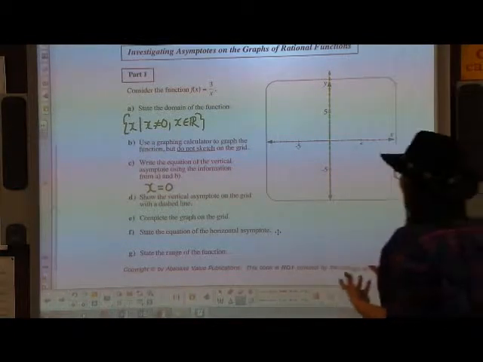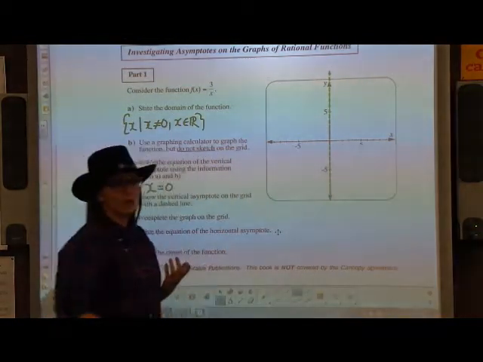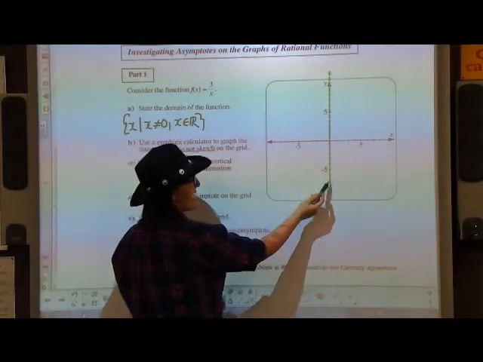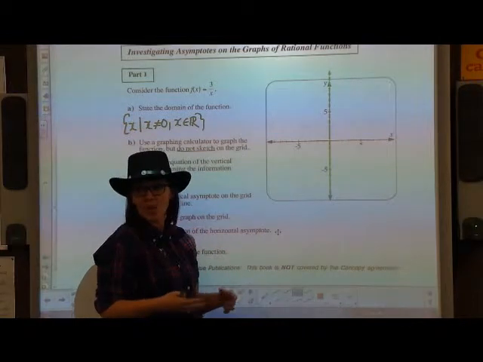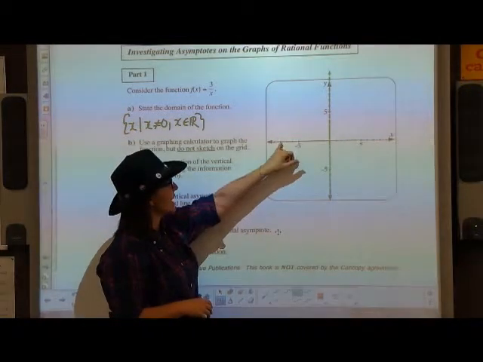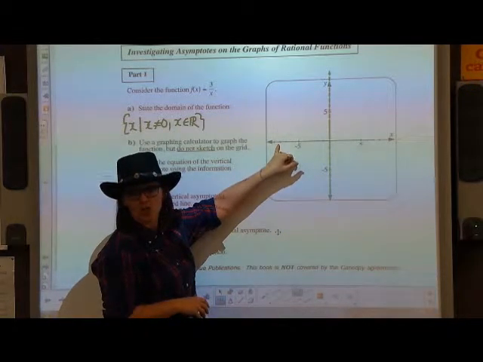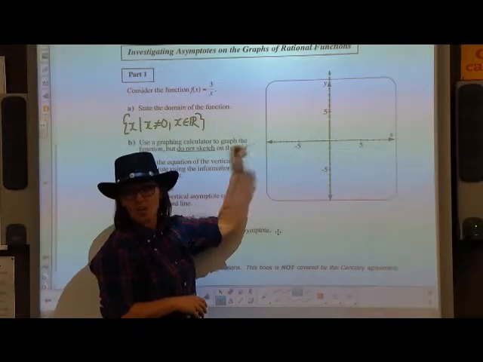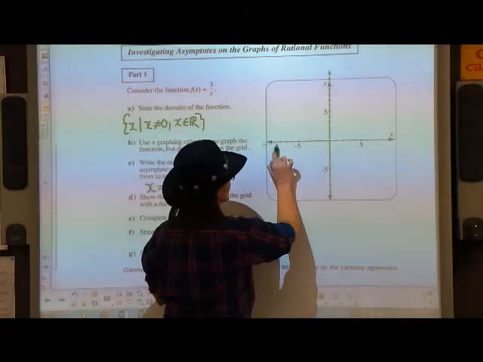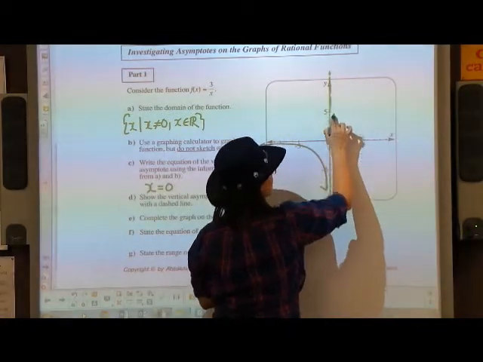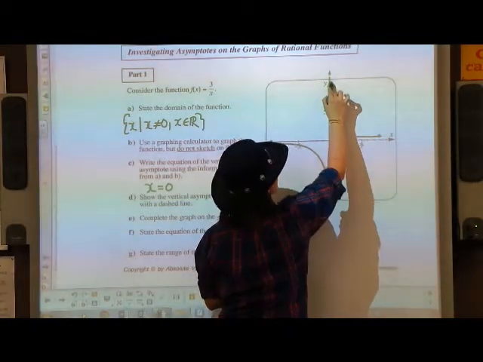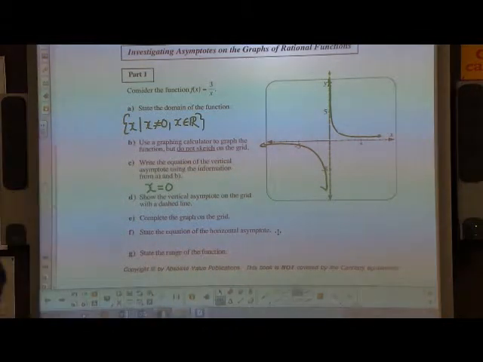So then when I graph this, what you'll notice is I get this graph. As I get closer to 0, the function gets closer to negative or positive infinity. And as my x values get larger, those y values get closer to 0. So I get two curves that look like this. Draw those showing that the curves are getting close to the asymptote without crossing the asymptote.